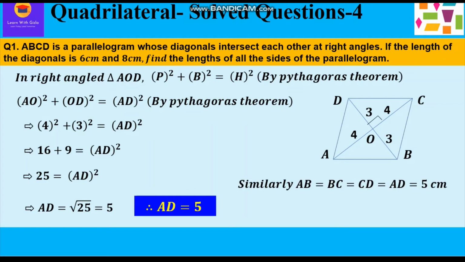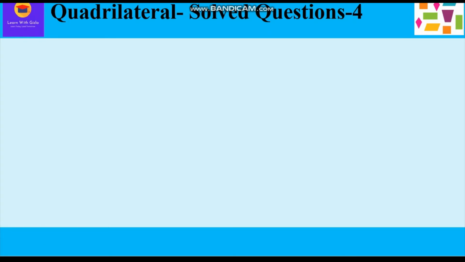And similarly, we can find the rest of the sides BC, CD and AB, and we will find that all are coming equal to 5 centimeter. And in a parallelogram, when all the sides are equal and also the diagonals are intersecting at right angles, it's clearly a rhombus. Now let's take up question number 2.